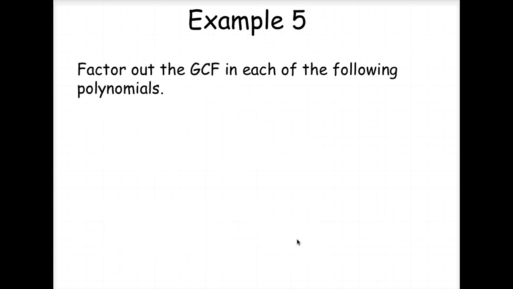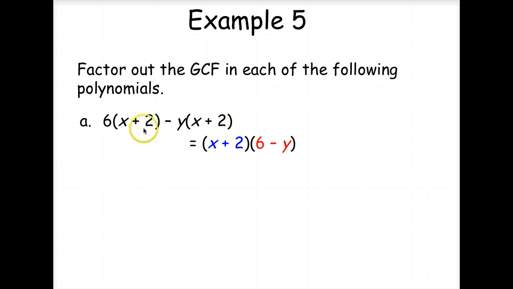Excellent. Okay, let's take this up a notch. Now we're going to factor out the greatest common factor of this polynomial. What do you notice that's alike? Why, that x plus 2, right? If we pull out the x plus 2, that leaves 6 minus y in the other parentheses. Isn't that awesome? How beautiful that works.